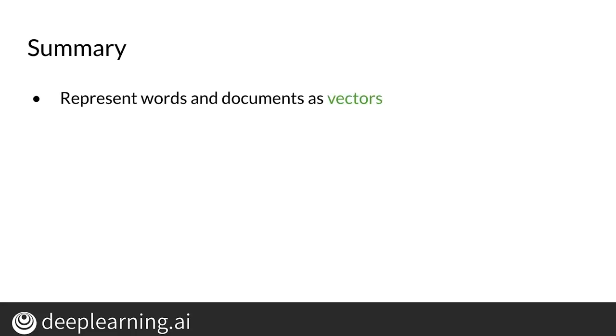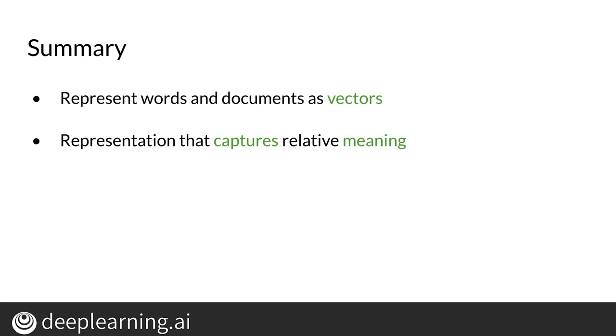To recap, vector space models allow you to represent words and documents as vectors. This captures the relative meaning. You learned about vector space models, and you have seen different types of applications where these vector space models are used. In the next video, you will build them from scratch, and specifically, you will see how they are built using co-occurrence matrices.